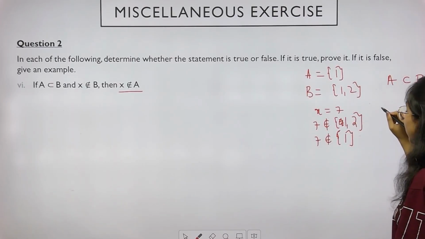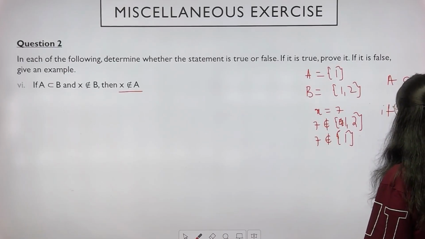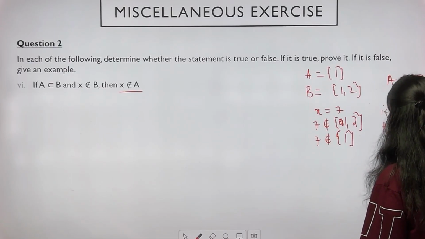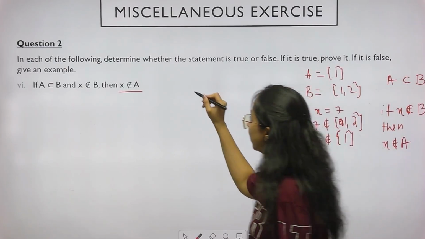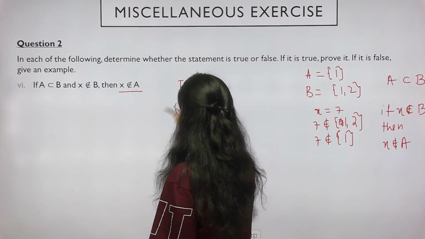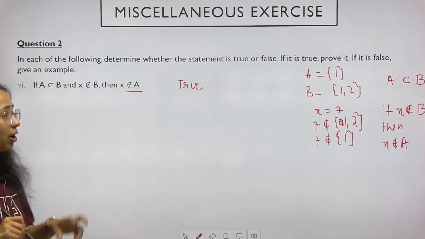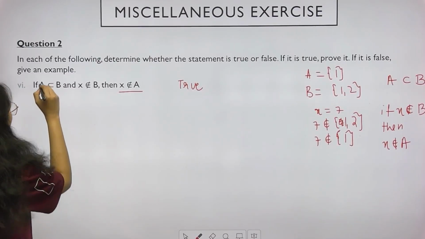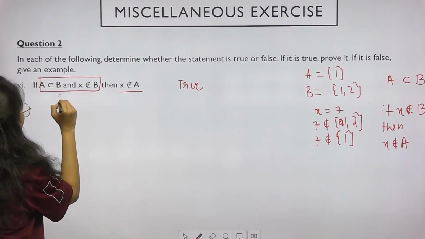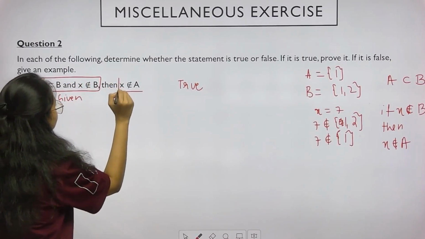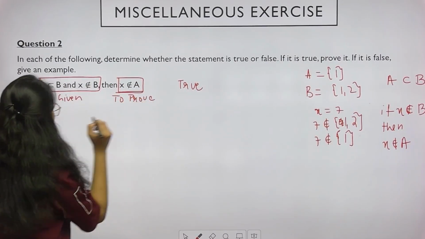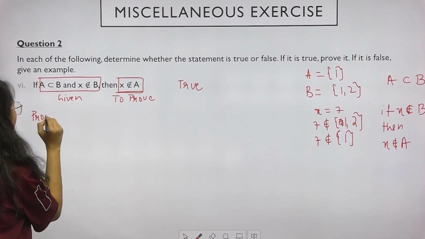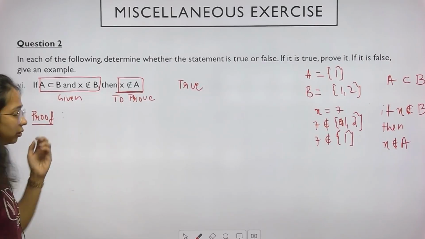So hence, if X does not belong to B, then X does not even belong to A. So this statement is true. Now we need to give the proof, okay? So this will be the statement that is given, and this is the statement that we need to prove. Okay, so let's check what will be the proof. Let's write the proof now.